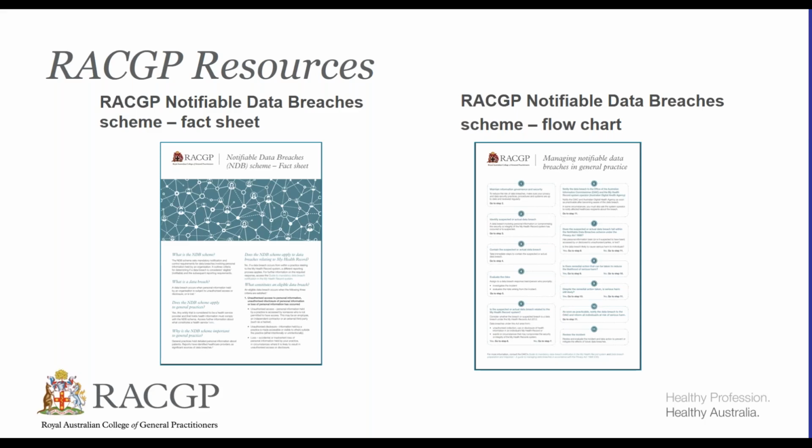Thanks, Amanda. So the college has also got some really excellent resources on this. These two, the fact sheet and the flow chart, both probably contain a really good summary of what's been discussed today and have a lot of information there to guide making decisions. The fact sheet talks about how to define an eligible data breach, and the flow chart takes you through that, including the My Health Record. So they're both easily available on the college site.